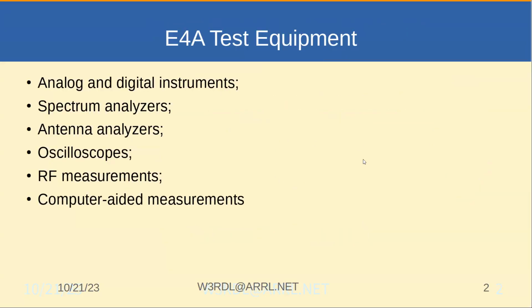All right, test equipment. Most of the test equipment, well, a lot of the test equipment now has become digital, where back in my day, it was analog. Like oscilloscopes. We have spectrum analyzers, antenna analyzers, or vector network analyzers, kind of the same thing. Oscilloscopes, talk a little about doing RF measurements and some computer-aided measurements.